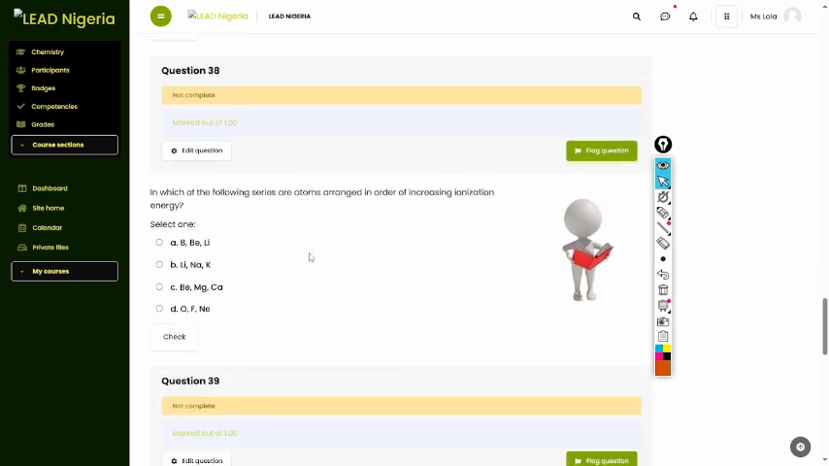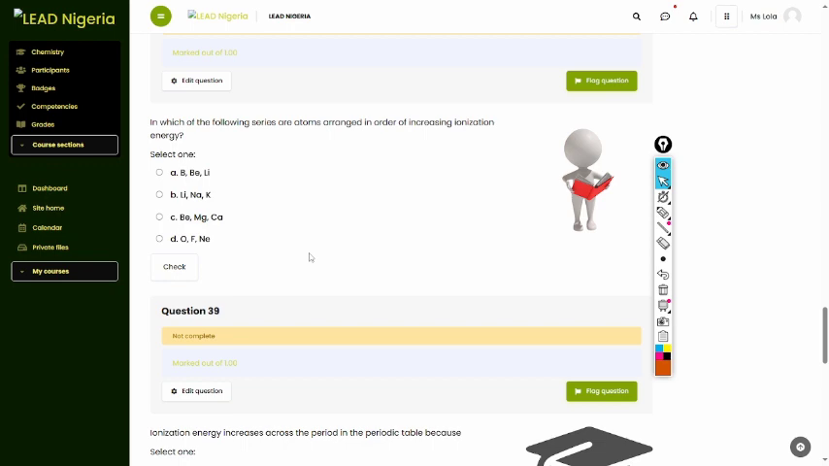Okay. In which of the following series are atoms arranged in order of increasing ionization energy? So ionization energy refers to the energy required to remove electrons from the outermost shell of an atom to form a positive ion. So looking at the group of elements we have here: boron, beryllium, lithium, sodium, potassium. Okay, so let's see. Lithium, beryllium, and boron belong to the same period.